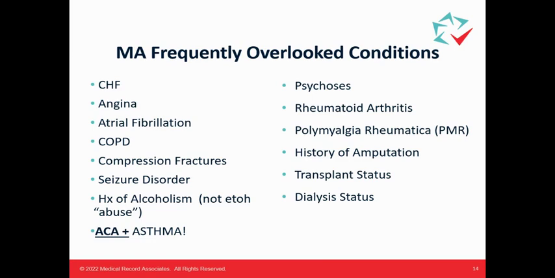in MA. These, along with, at the bottom there, you'll see ACAs plus asthma. Asthma is a very common one that we see a lot in the ACA patient population that has not been captured. So please keep those in mind. Those are all big ones.